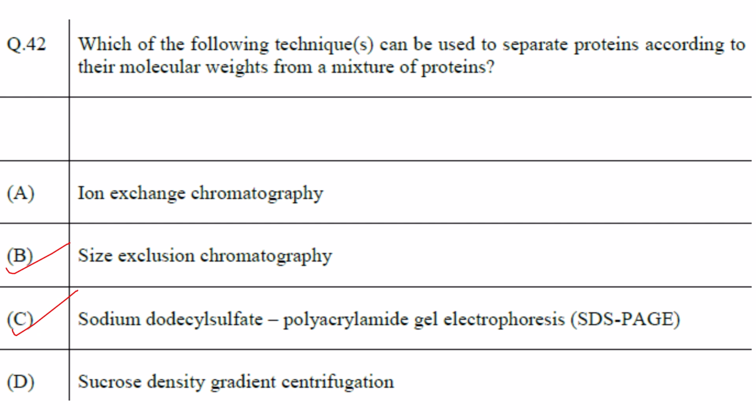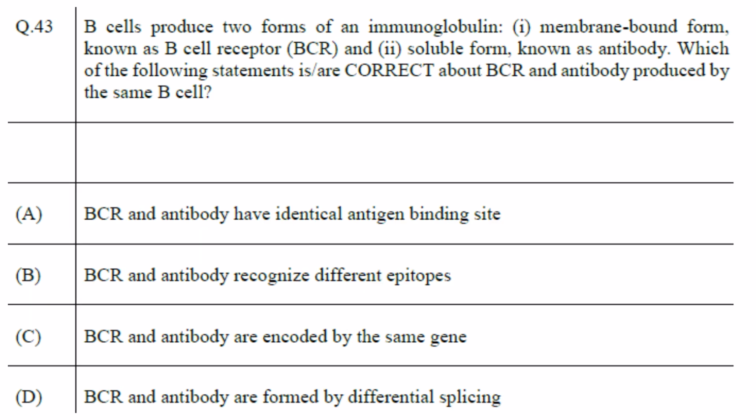Sucrose density gradient centrifugation, yes, that is also correct, based on density and size. So denser proteins will sediment faster. So B, C, D is the right answer. Then next one.